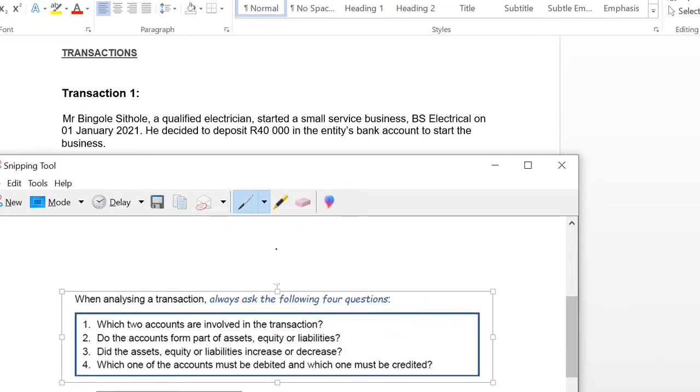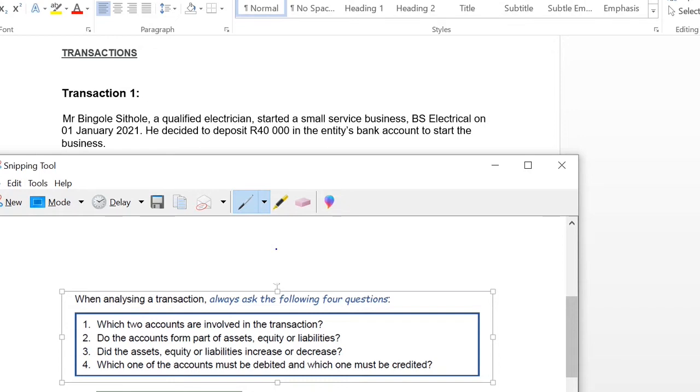The first one is Mr. Bungole Sithole, a qualified electrician, who started a small service business, BS Electrical, on the 1st of January 2021. He decided to deposit 40,000 in the entity's bank account to start the business. So I want us to apply the double entry principle. How do we apply that? I want us to answer these 4 questions. First of all, which 2 accounts are involved in the transaction?